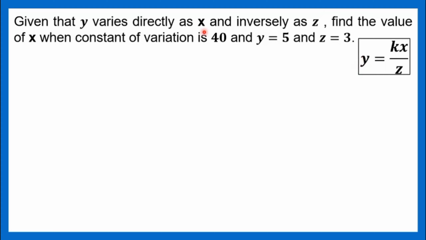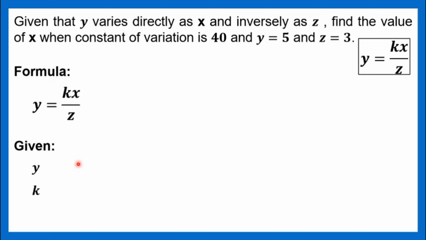Since directly yung x, doon nakamultiply yung k. Inversely yung z, so nasa ilalim yung z. Ayan. Then, formula tayo. Copy this one: y is equal to kx over z. Then, for the given, kunin yan dito sa problem na ibinigay sa atin. So, y, kx, z. Pwede namang bali-baliktad yan, for as long as nandun lahat itong unknown na yan. So, yung y natin is 5. So, y is equal to 5.